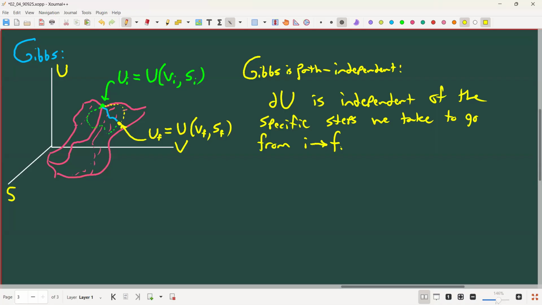If we start at UI and it wants to move to UF, the system is going to take a specific path. It's going to choose the most efficient path to travel from point A to point B. That's not really what I'm saying here. What I'm saying is that if you physically put in energy or remove energy to take the system from UI to UF, it doesn't matter which path you take. The change in energy only depends on the beginning point and the end point.